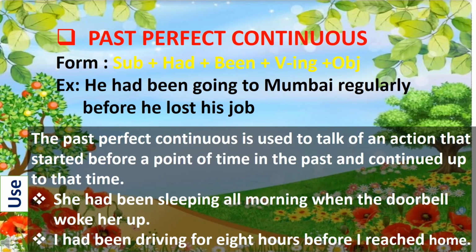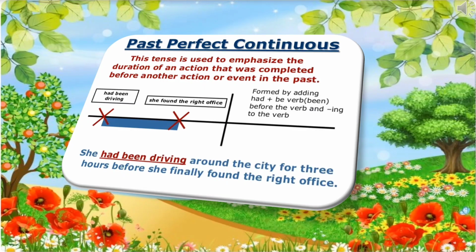For example, she had been sleeping all morning when the doorbell woke her up. Here both the actions are happening in the past. She had been sleeping from the morning and when the doorbell rang, she woke up. Similarly, I had been driving for 8 hours before I reached home. And here in the timeline of past perfect continuous, we can understand this tense is used to emphasize the duration of an action that was completed before another action or event in the past itself.